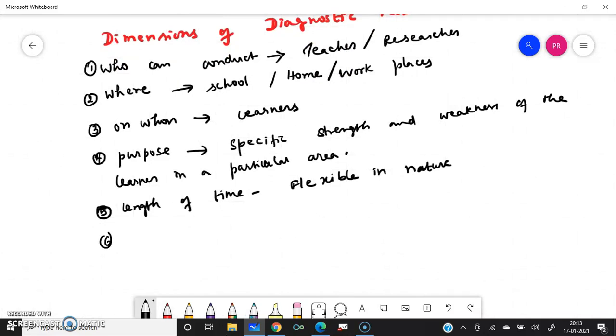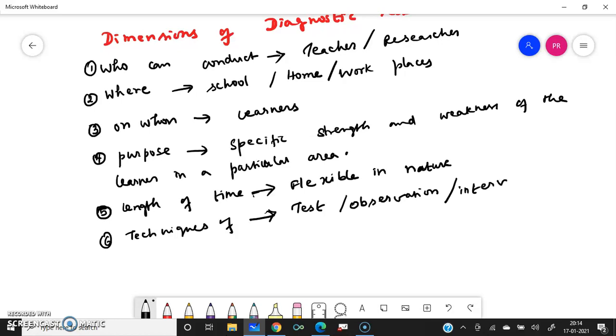Next is technique. What are the techniques we are going to use? Obviously, you will be giving tests to the students. Sometimes you may interview, or observe. You can see their notebooks when they are writing the classwork. You can give some questions and go around the class and see their notebooks, where exactly they are making mistakes. You can also interview the students.